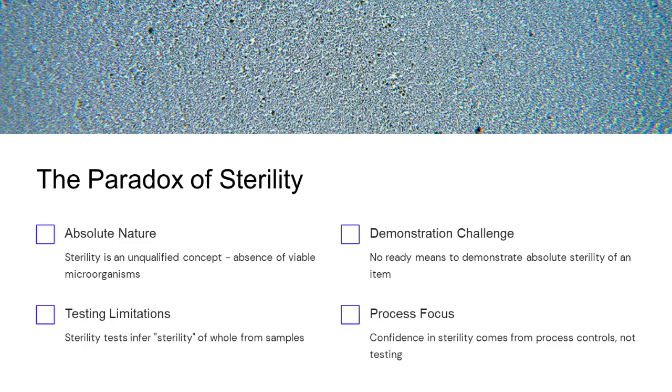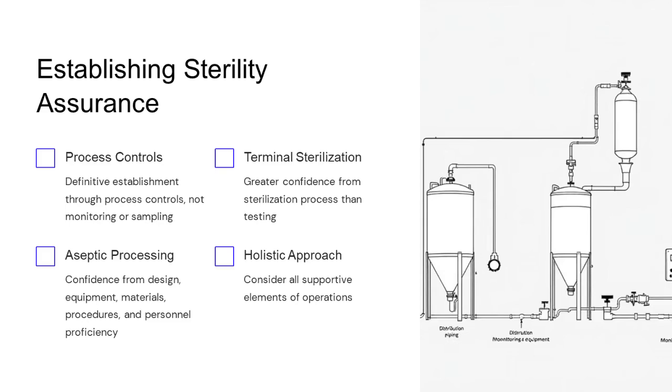Testing for sterility has its limitations, as it only infers the sterility of a sample, not the whole. Therefore, the focus should be on process controls rather than testing. Establishing sterility assurance relies heavily on process controls rather than monitoring or sampling. Confidence in terminal sterilization comes from the process itself, not just testing. Aseptic processing involves a comprehensive approach, considering design, equipment, materials, procedures, and personnel proficiency. A holistic approach is essential, taking into account all supportive elements of operations.